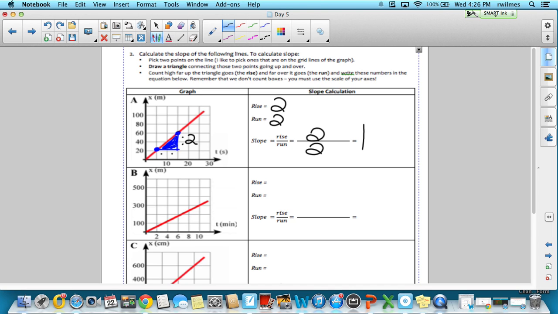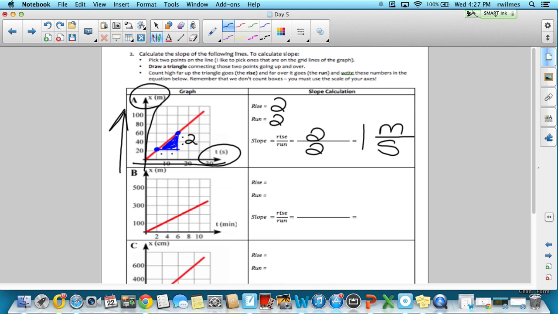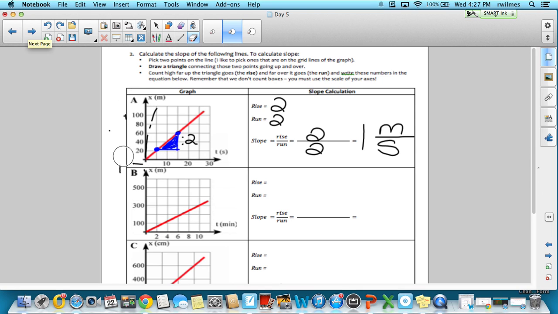I know that my rise goes up. So I'm going to follow this up to the top there, and I know that that's meters. And then I'm going to follow my run over to here, and I see that that's seconds. All right, so I've got 1 meter per second.